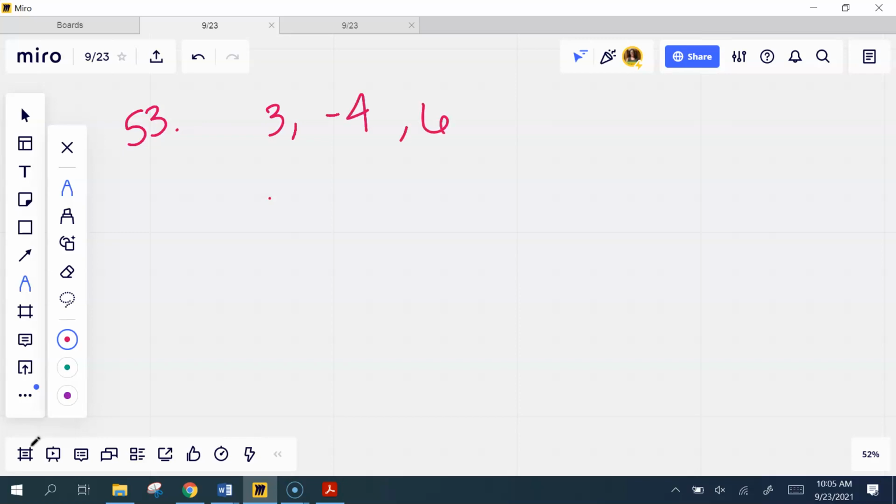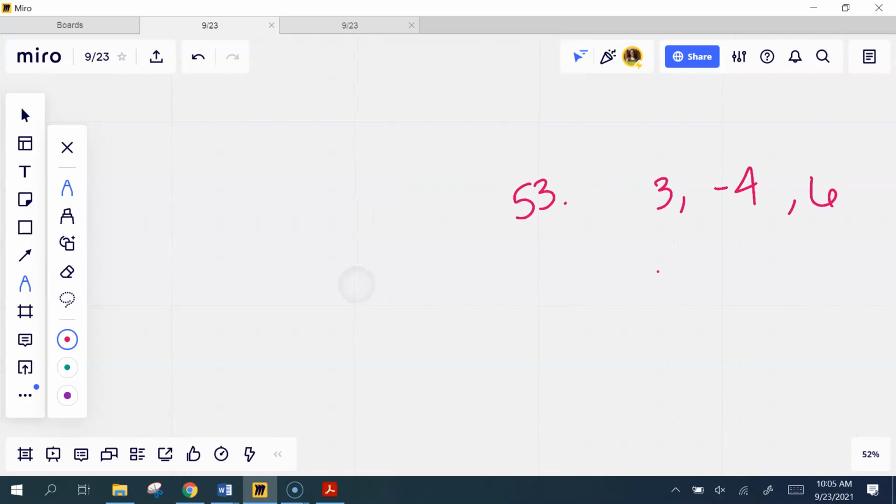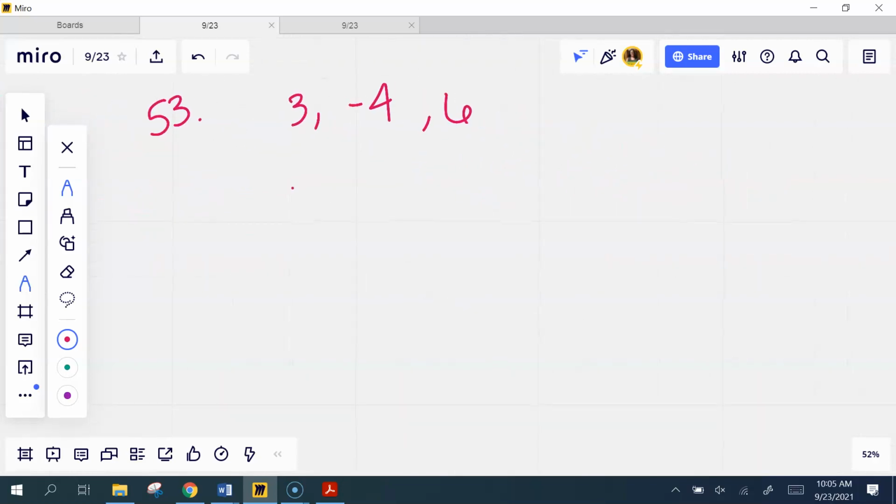And what do you know about zeros? Okay, algebraically, as far as the equation itself goes. Let's think about the ones prior to this. Like number 41 or 42 was 7 times x minus 3 squared times x plus 5 to the fourth. What do you know about the zeros there? 3 and -5. So how could I use this and apply it here? Switch the signs and make factors out of them. Do you agree?